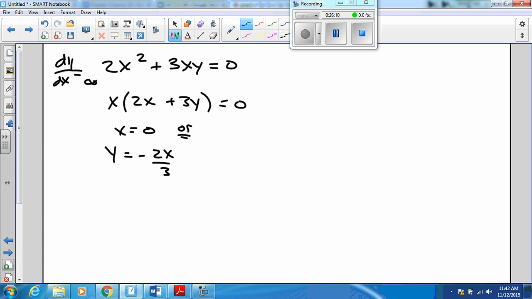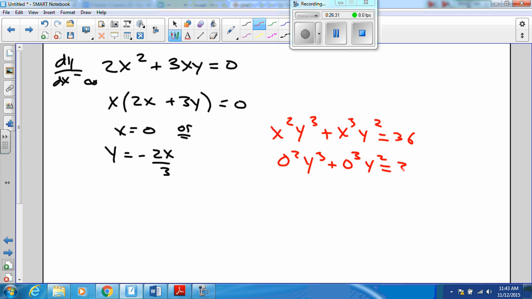So we're going to follow up each one of those by substituting into the original in order to get a solution. So I go back to my original, x squared y cubed plus x cubed y squared equals 36, and I substitute x equals 0. Would you look at that? We have a phantom point. That's exactly right. So we have no solution there.